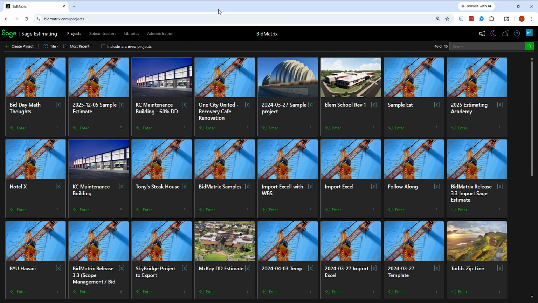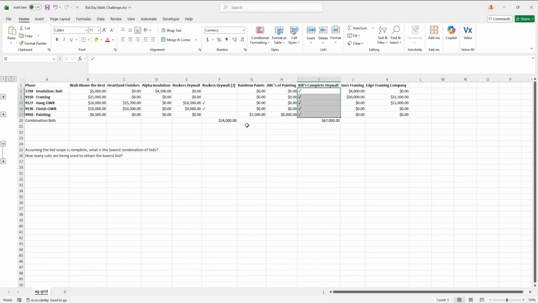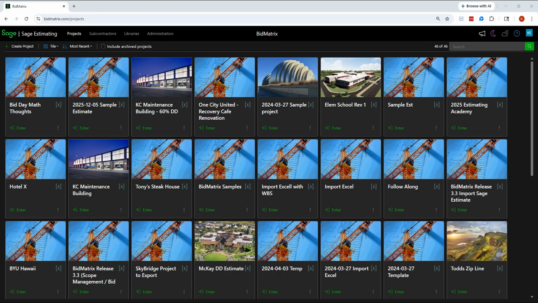Bid metrics is basically Sage Estimating's cloud version that will be their full-fledged estimating system at some point. As far as today goes, what I'm going to focus on is the analysis part of comparing bids, knowing who's complete, selecting lows, things of that nature for the project. So I'm going to just do this pretty much from scratch. I do want to go back and pull this estimate up, or this sample, and move this to another screen so I can look at it at the same time.